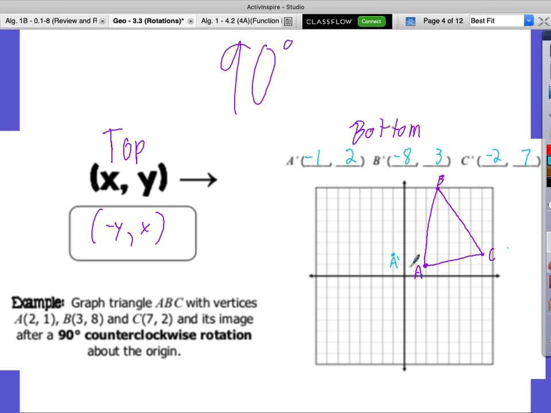Okay, so we had negative y comma x. We took our x and put it in the y spot. The x originally for A was 2, so for A prime, the y would be 2. Then why is the x negative now? Because it's telling us to put negative y in for that. So we take this 1, which was the y, make it negative, and put it in for that.